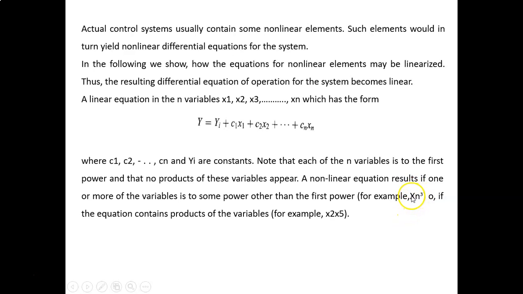That is x square, x cube, x raised to 4, x raised to 5, x raised to 6. If such type of variable is there, then we can say that that equation consists of non-linear equation. Or if there is a product between two variables, that is x y, or sin x cos y, tan x cos y, such type of functions are known as non-linear functions or non-linear equations.